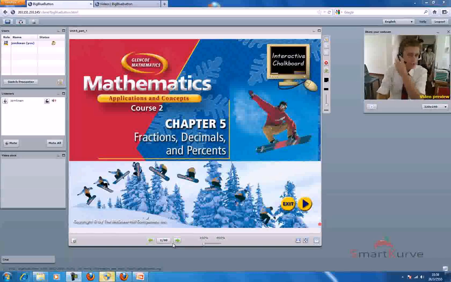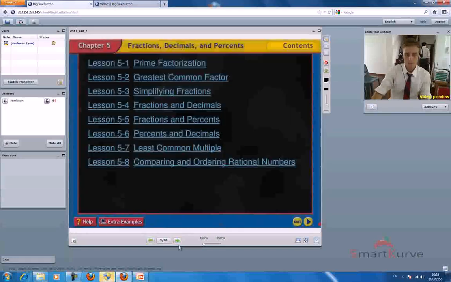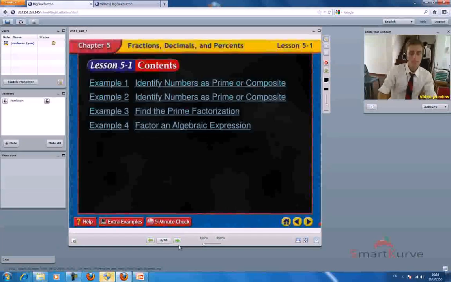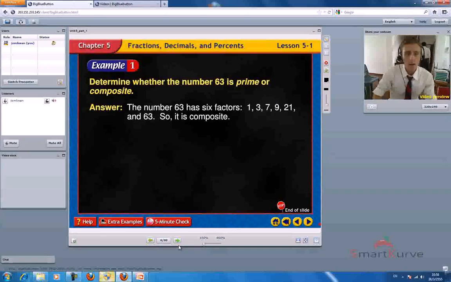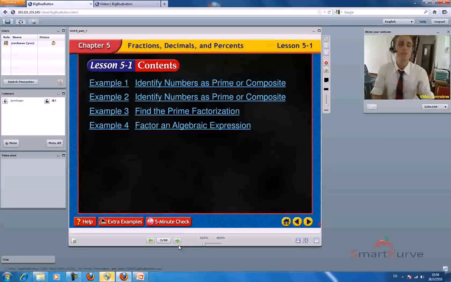Chapter 5, Fractions, Decimals, and Percents. Lesson 5-1.